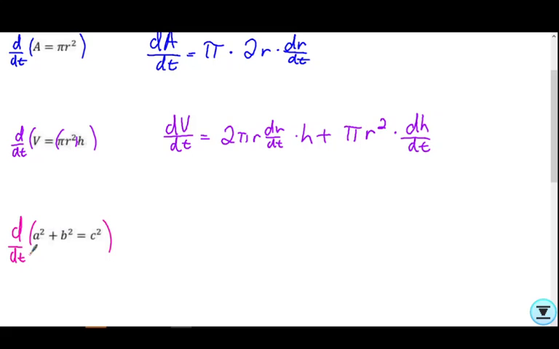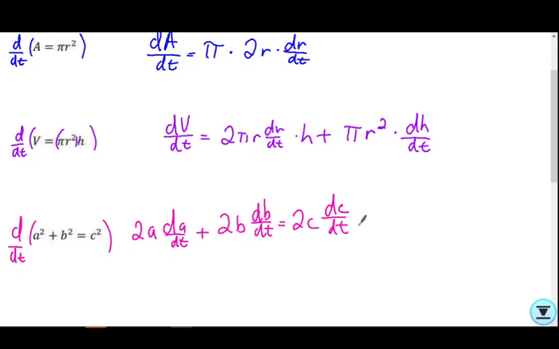And then this last one, again, we're taking the derivative with respect to t. So the derivative of a squared with respect to t is 2a dA over dt plus the derivative of b squared, which is 2b dB over dt equals 2c dc over dt. Okay? So that's how related rates work. We take the derivative of both sides with respect to t, and every time we take a variable's derivative, we end up with some kind of change in time.